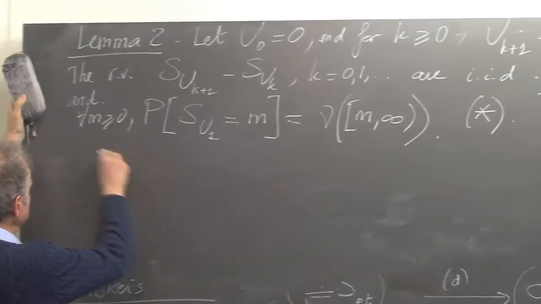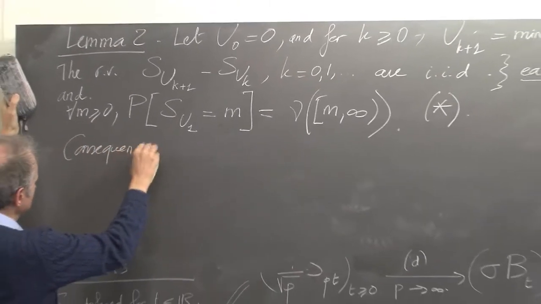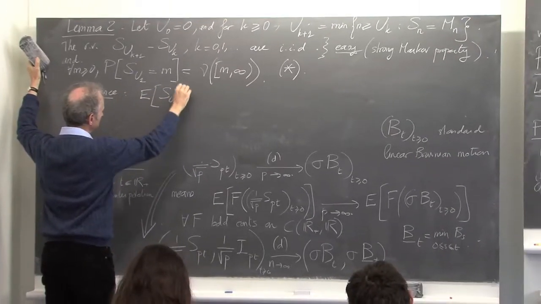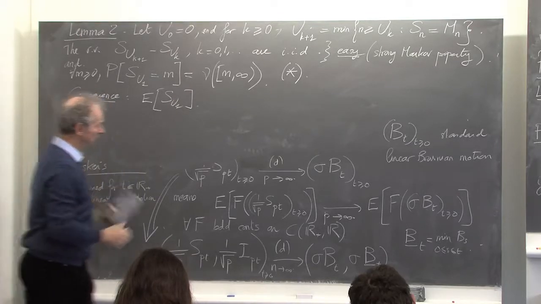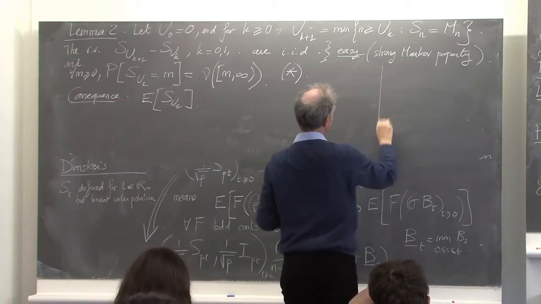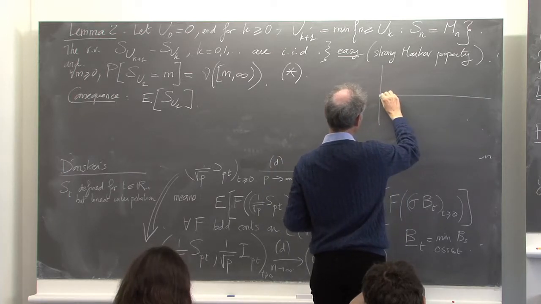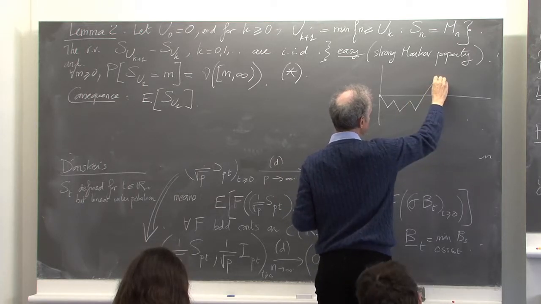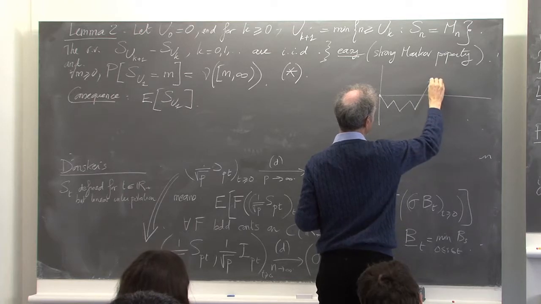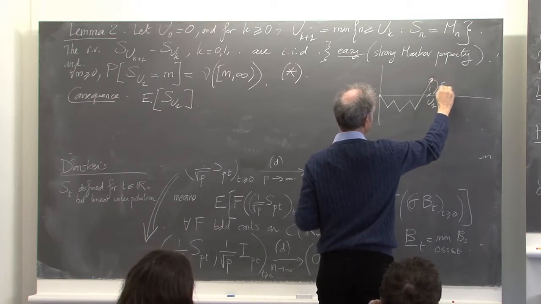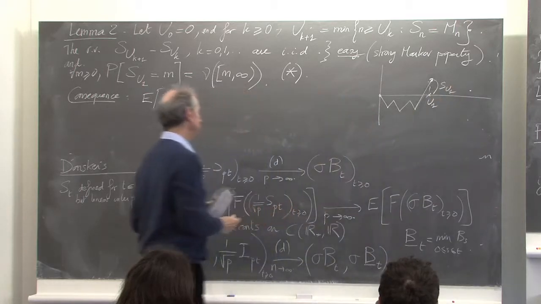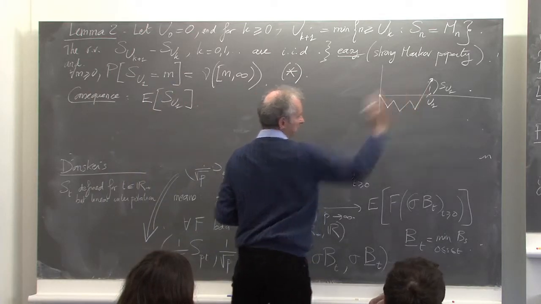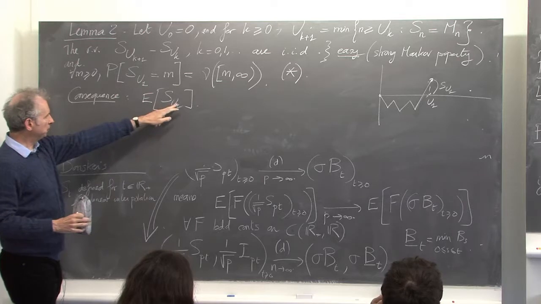So a consequence of the lemma, in fact of this formula star here, is that you can compute the expected value of S_{U1}. Maybe I should have drawn a small picture. Your random walk starts from here. It may spend some time in the negative axis, but eventually, at some step, it will come above 0. This is U1, and in fact, this is S_{U1}. So S_{U1} may be equal to 0, and you may just arrive at 0 here. So you can compute the expected value here.